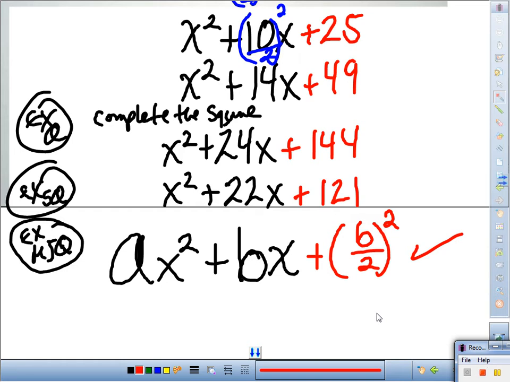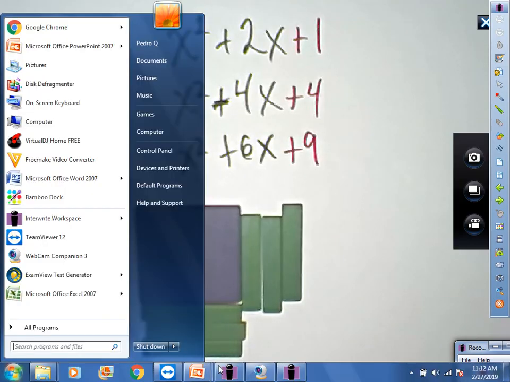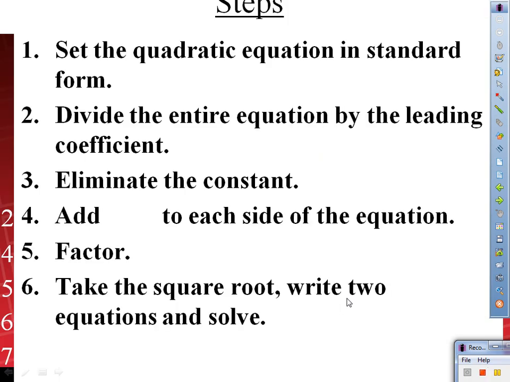Pretty simple? Alright, so let's move on now, and we're going to start with an example, but before that I want you to write these steps down, please. It's only 6 steps. I'm trying to crunch them as much as I can. Step 1, set the quadratic equation in standard form. Step 2, divide the entire equation by the leading coefficient. Step 3, eliminate the constant. Step 4, add b over 2 squared to each side of the equation. Step 5, factor. Take the square root. Step 6, write 2 equations and solve. Copy that, please.